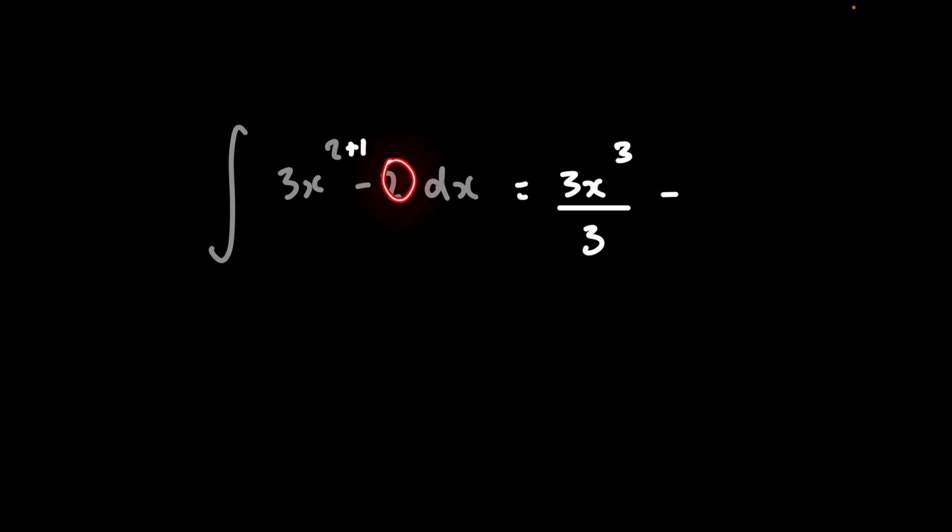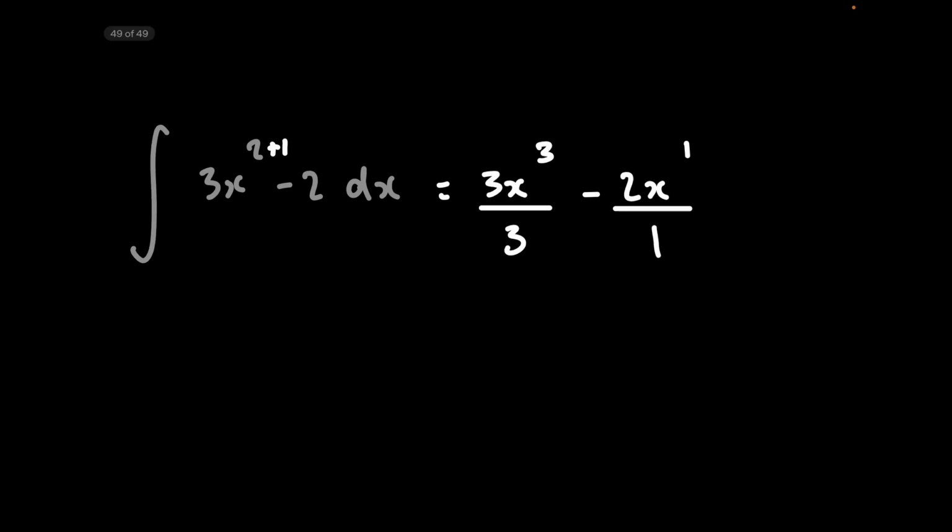Now let's have a look at our next example, which will be the following. Pause the video and give this a go first. Well, to integrate this, we add 1 to the power, so 3x to the power of 2 plus 1, which becomes 3, and then we divide it by the new power, which is divided by 3, minus 2. This is the same as x to the power of 0, so you can add 1 to the power, which becomes 2x to the power of 1, divided by the new power, which is divided by 1, plus c.